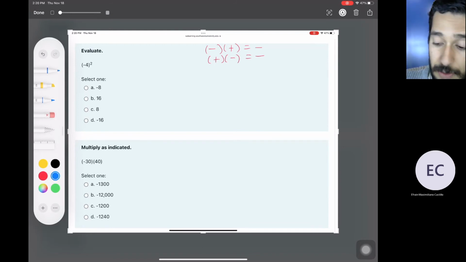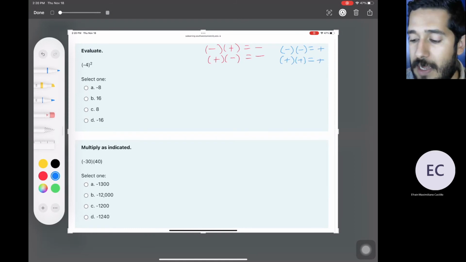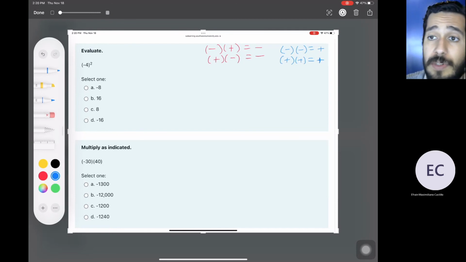Okay, and on the other hand, if I have a negative number times a negative number, or a positive number times a positive number, the result is always going to be positive. So if you're multiplying equal signs, then the result becomes positive. If you're multiplying different signs, then the result is negative.